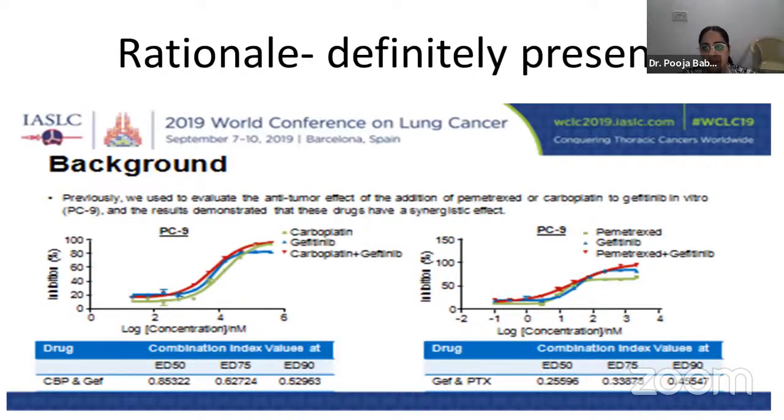So the rationale is definitely present, as we have seen earlier in a Japanese study, that there is a synergistic effect when we give this first generation TKI with chemotherapy. There is an enhanced apoptosis of these cancer cells. Along with that, it also downregulates certain downstream signaling pathways.